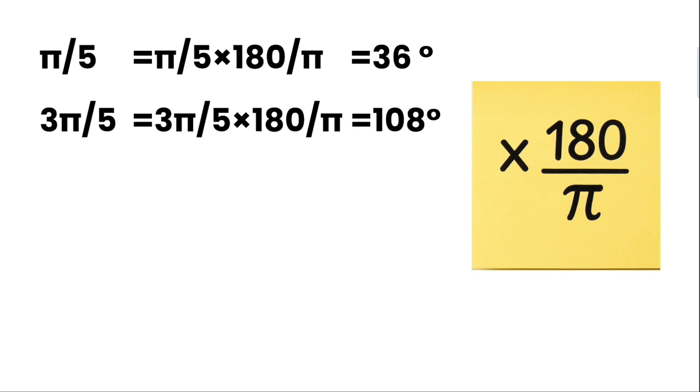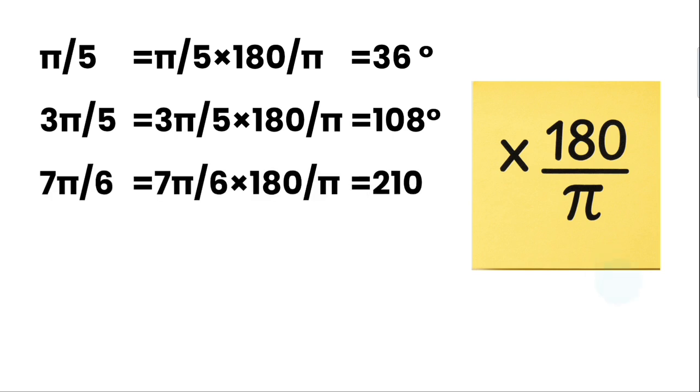This might seem more complicated, but actually there's a really easy way. You can just replace pi in the radian measurement with 180. So for example, it's 7 pi over 6, but you can write it as 7 times 180 divided by 6. And if you calculate this, you get the result 210.